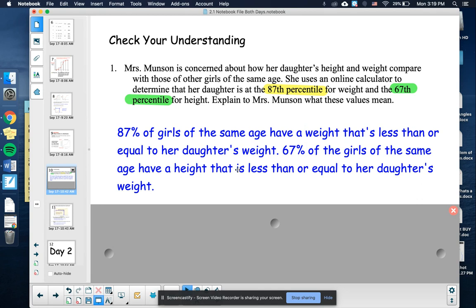67% of the girls of the same age have a height that is less than or equal to her daughter's height. So just make sure you give context, like 87% of what, girls the same age, and that you say less than or equal to. Let's look at the next problem.